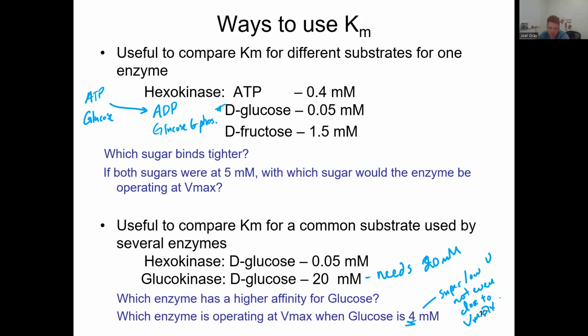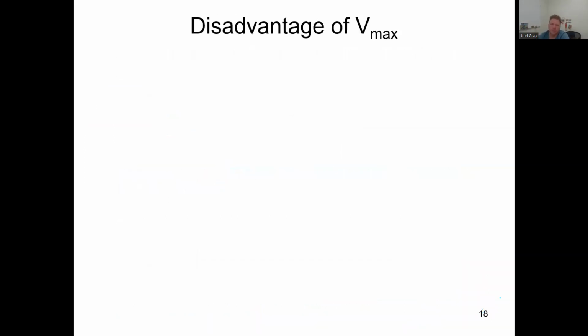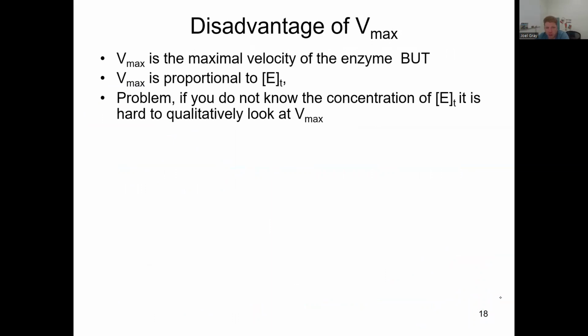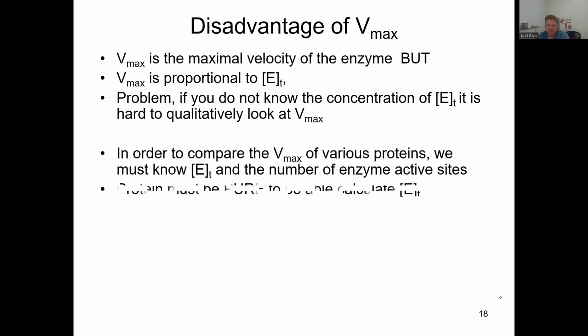Meanwhile, hexokinase, again, 0.05 millimolar. If you give it 4 millimolar glucose, it's just happy as a clam. It has well more than it needs. Now, disadvantage of Vmax. The Vmax is the maximal velocity. And that maximal velocity is proportional to the enzyme concentration at a given time. This is a problem if you don't know the concentration of that enzyme at a given time. And therefore, it's hard to qualitatively look at Vmax.